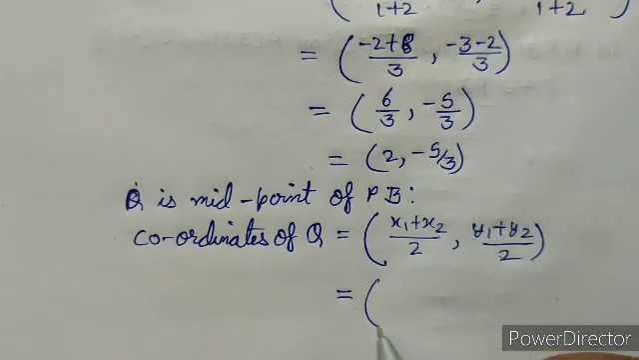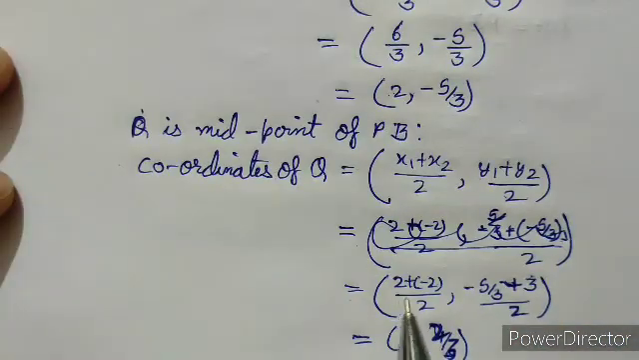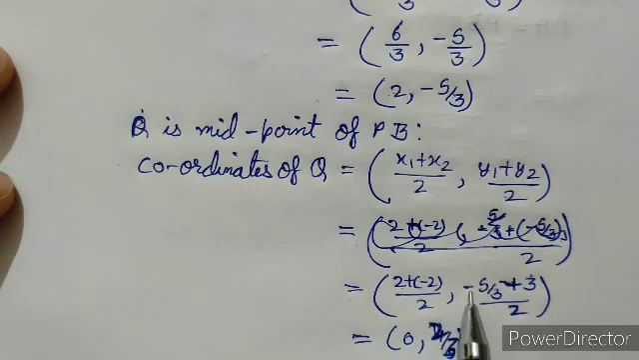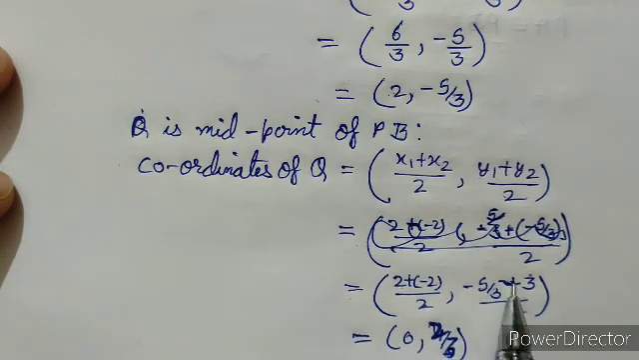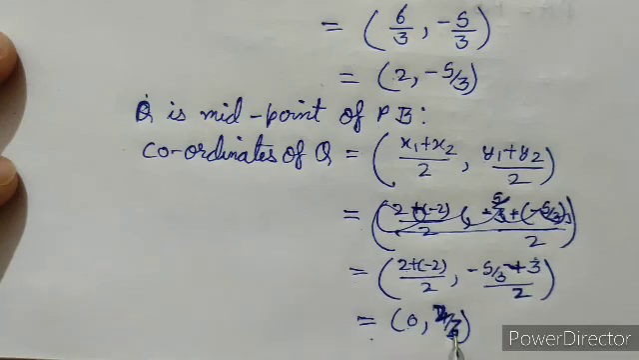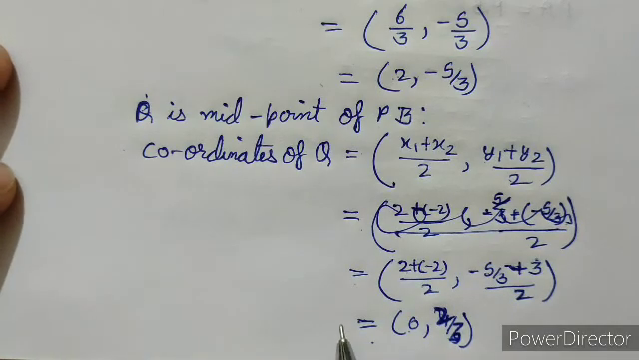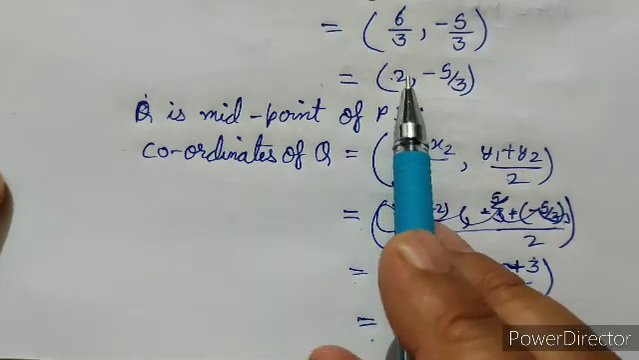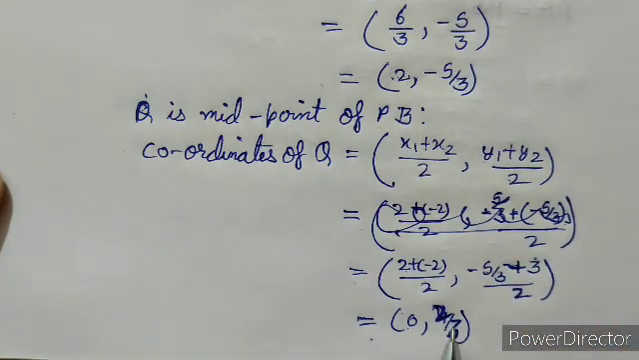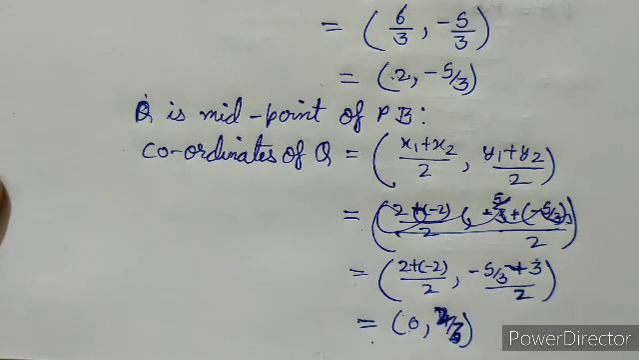So this will be equal to (2 plus minus 2) upon 2, (minus 5 by 3 plus 3) upon 2, and this will give us coordinate of Q as 0 comma 2 by 3. Thus point 2 minus 5 by 3 and 0 2 by 3 divide the join of AB in 3 equal parts or trisect the join of AB.